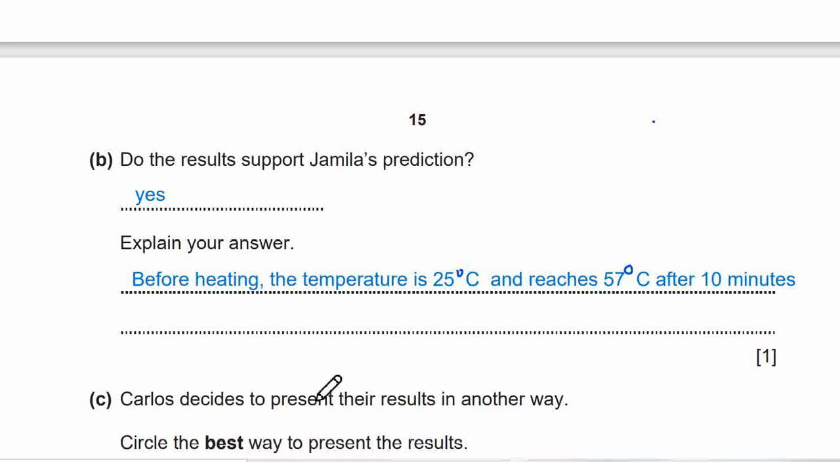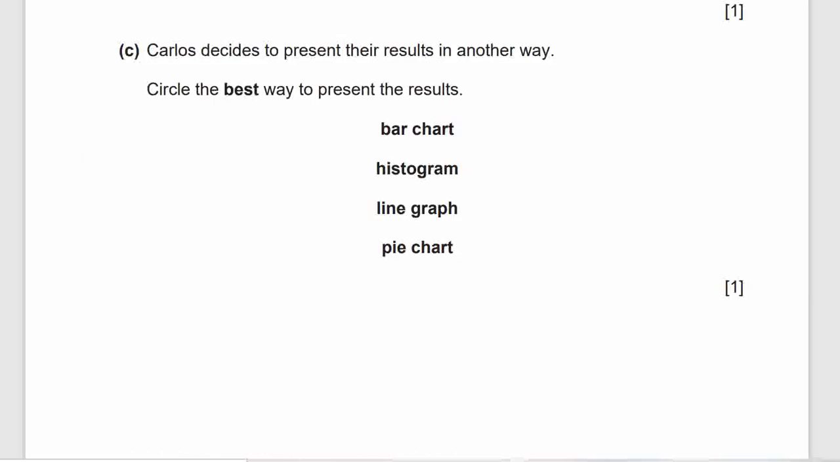Carlos decides to present the result in another way. Circle the best way to present the result. So is it a bar chart? Is it a histogram? Is it a line graph or a pie chart? To show the increase in temperature, it is more suitable to use a line graph, so we can see the movement.